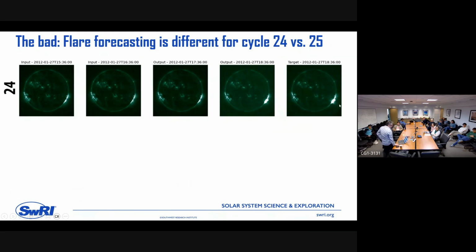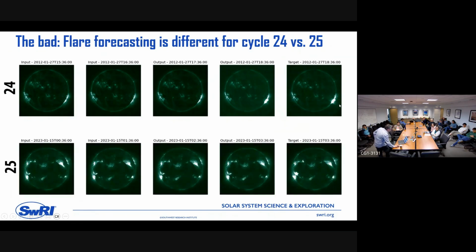But when we look at solar cycle 25, you have first input, second input, first output, second output, but the flare is not visible. You can see that here there should be a flare, and the flare is not there for solar cycle 25. And so this is something that we're trying to understand.